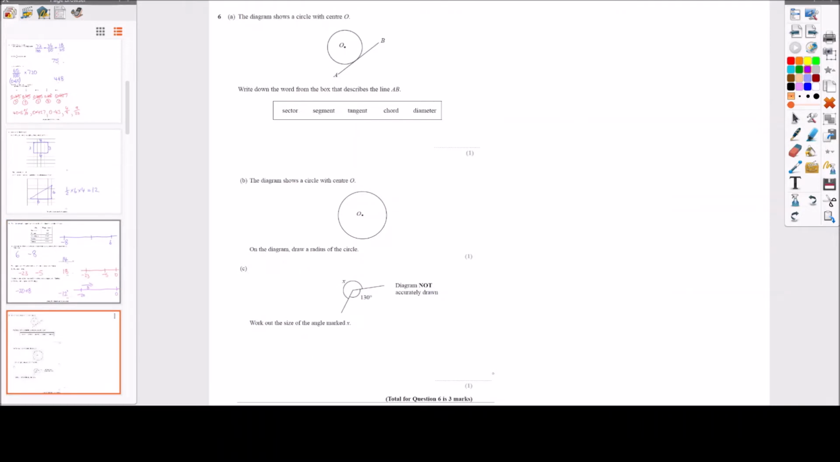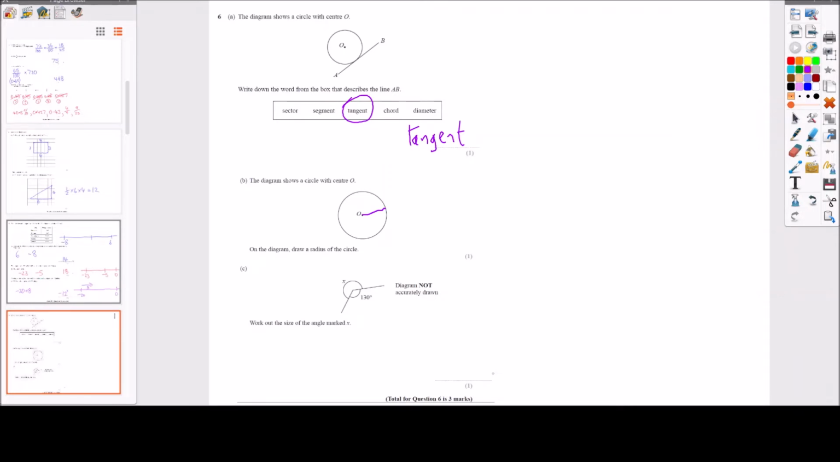Question 6. So, write down the word for the box that describes the line AB. Okay, so a line that just skims a circle, so it just touches the circle at one point, is called a tangent. So tangent for part A. Part B, on the diagram, draw a radius of the circle. The radius is the length from the centre to the outside, so that would be the radius of the circle.